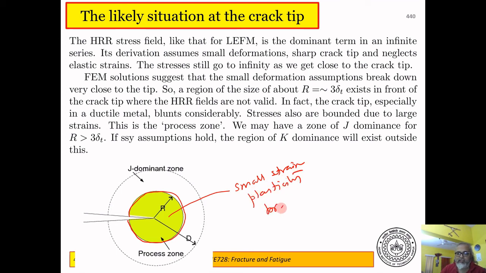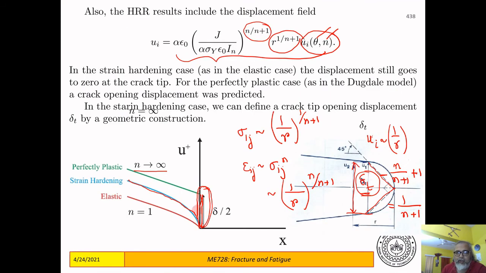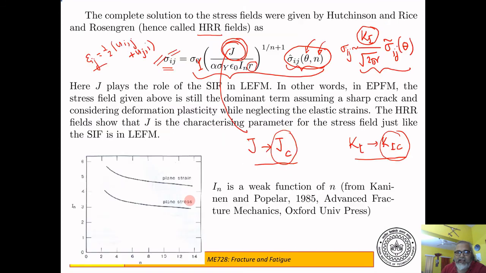So here small strain plasticity breaks down. You have to take geometrically nonlinear effects in this region. You have to take large deformation into consideration in order to analyze what happens within this region. But hopefully this region is now surrounded by a J dominant zone where the stresses vary according to what is given by the HRR fields.